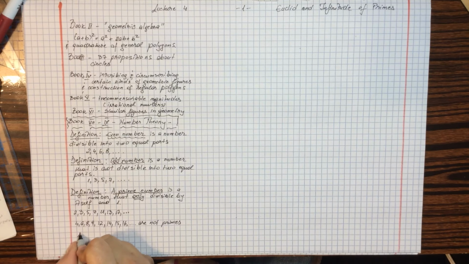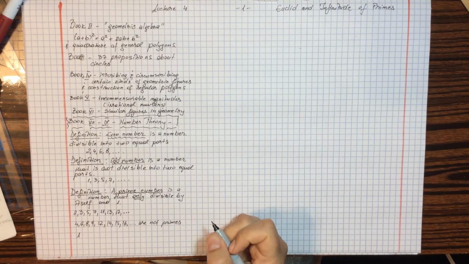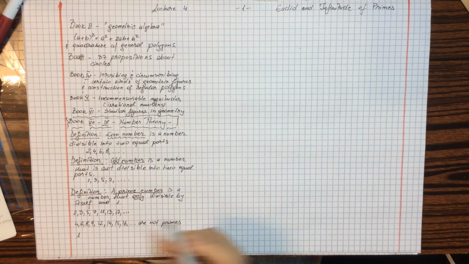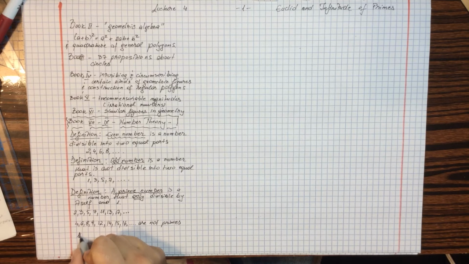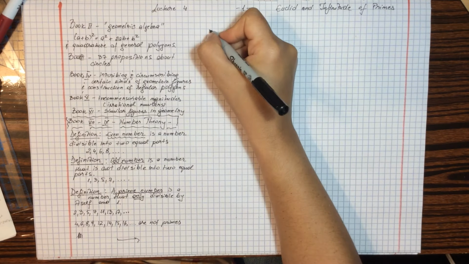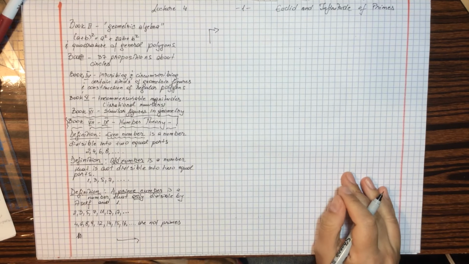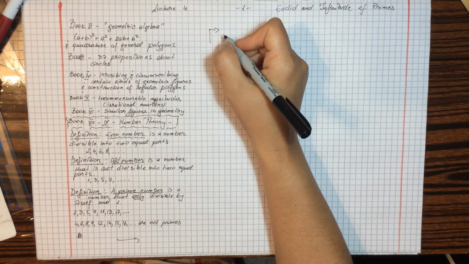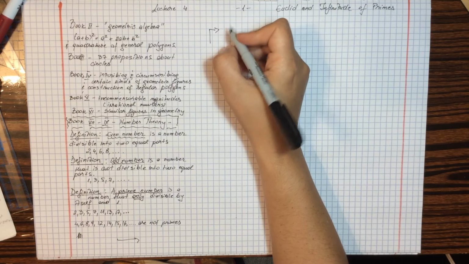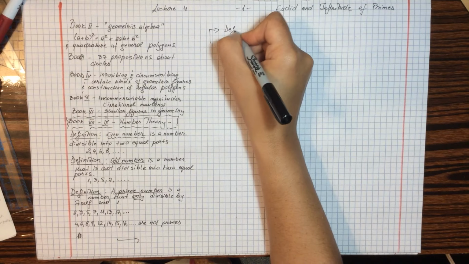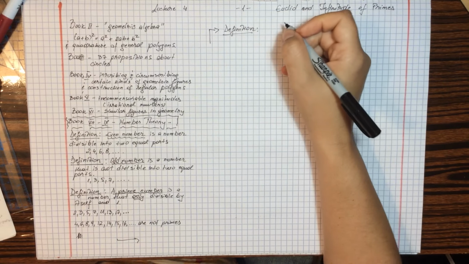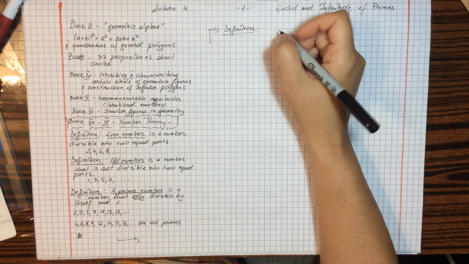Number 1 is neither prime nor composite. But before I talk about number 1, forget this for a moment. I'll move on here. I will continue with definitions. Definition: all numbers that are not prime are called composite.